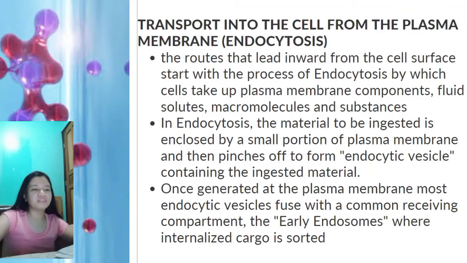Next, proceed na tayo sa transport into the cell from the plasma membrane or yung tinatawag natin na endocytosis. So, sabi dito, the routes that lead inward from the cell surface start with the process of endocytosis. Mag-start sila sa process ng endocytosis na kung saan yung mga cells is nagtitake sila ng mga plasma membrane components, fluid solutes, macromolecules, and substances. So, yung mga endocytosed cargo, nakapaloob dito yung mga extracellular matrix components. Example na lamang dito is yung mga cell debris, bacteria, viruses, and even other cells. So, through endocytosis din, yung cell, nagre-regulate siya sa composition ng kanyang plasma membrane in response to changing extracellular conditions.